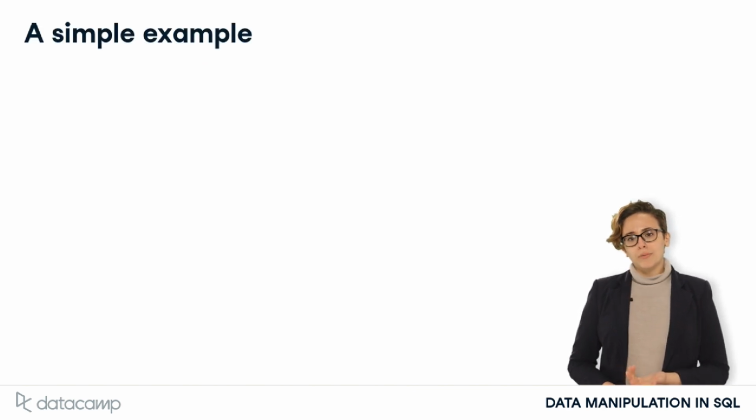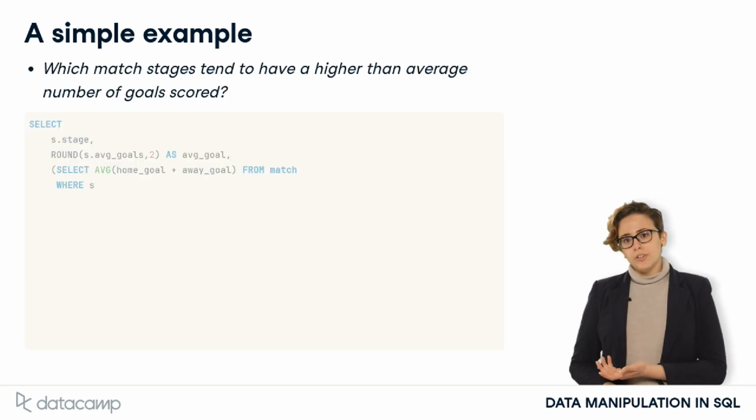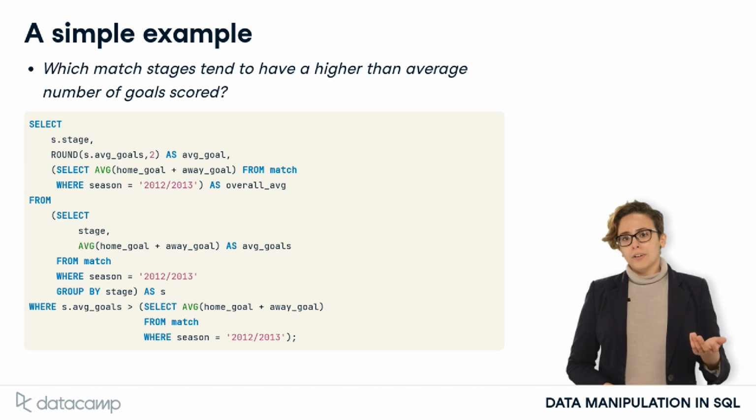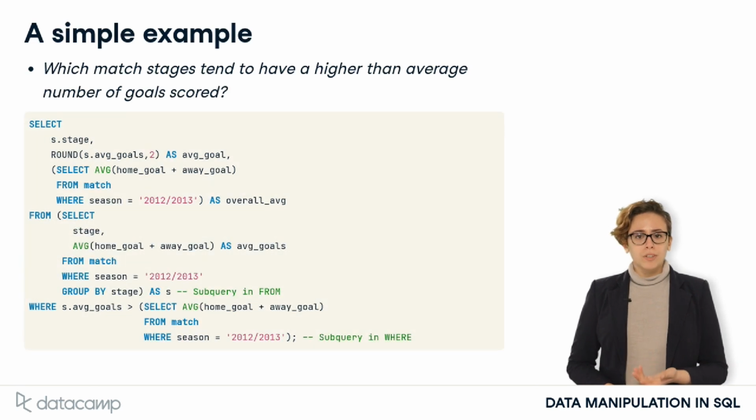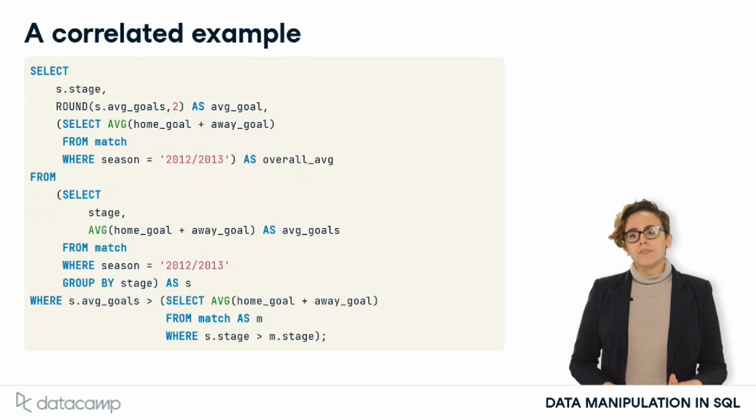In the previous chapter, you completed an exercise that answered the question, which match stages, where the stakes get higher in each stage, tend to have a higher than average number of goals scored. You achieved this using 3 simple subqueries in the Select, From, and Where statements. However, that same output can also be produced with a correlated subquery. Let's focus on the subquery in the Where statement. This query only has one difference.